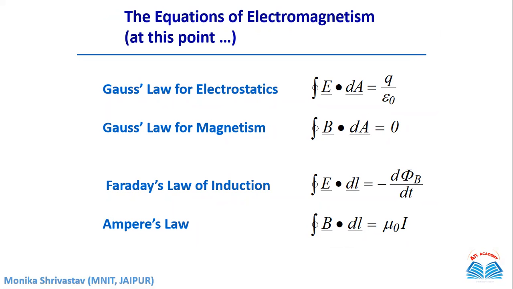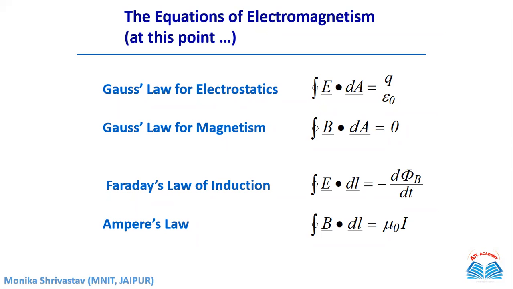The first one is what? Gauss's law for electrostatics. We have studied it. That was closed integral E dot dA equals Q upon epsilon naught. You know the meanings of these terms. What is E here? E is the electric field, dA is the surface area element, Q is the total charge enclosed in the closed surface, and epsilon naught is the permittivity of vacuum. You know the numeric value also.